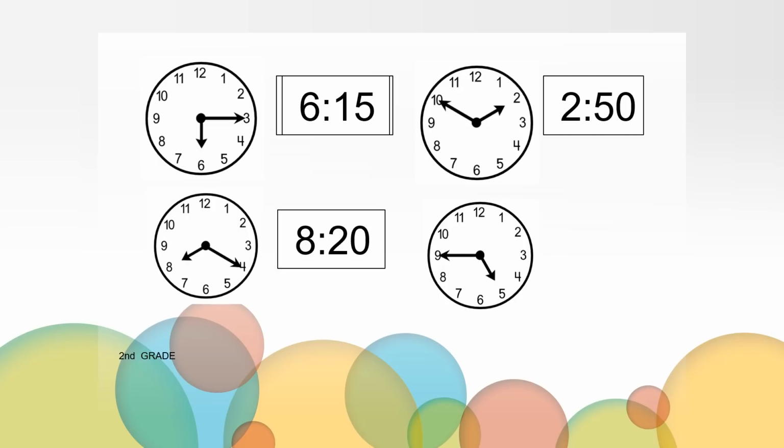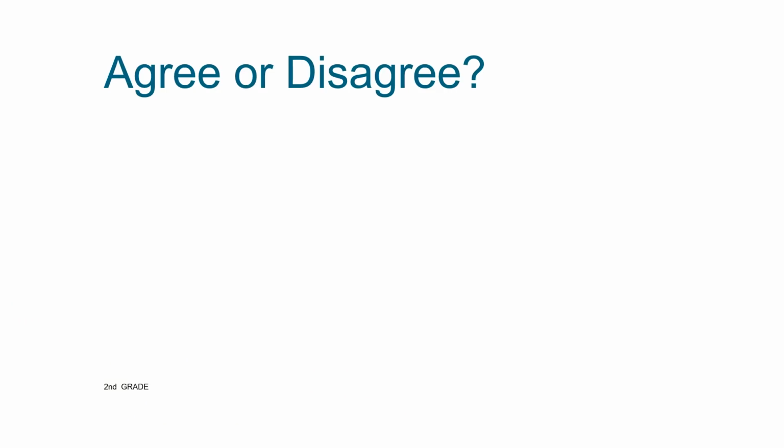Last one. What time does this analog clock show? Write down the digital time. How did you do? Were you able to write the digital time for each analog clock? We are going to play Agree or Disagree. I will show you a clock and tell you what one student thinks the time says. You have to read the clock and decide if you agree or disagree with the student, and explain why you agree or disagree. Let's get started.